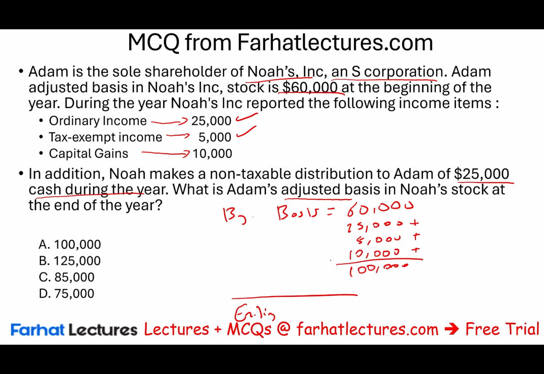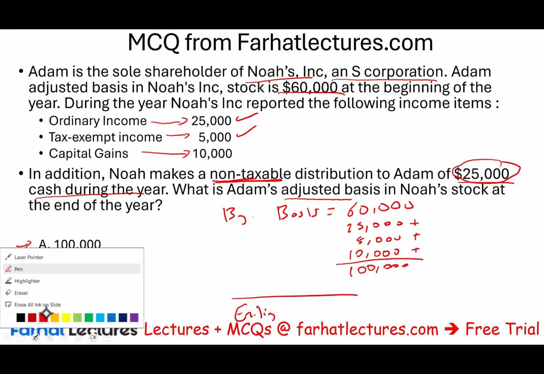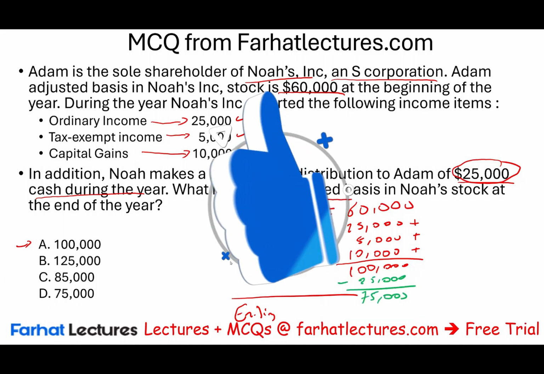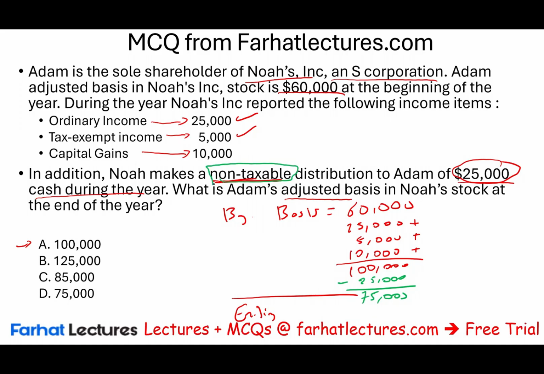If you stop here, you might select A as the answer choice, which is incorrect. Why? Because during the year, Noah makes a non-taxable distribution of 25,000. A distribution from an S corporation is supposed to be non-taxable because the income is taxed as you earn it. But how would that affect the basis? A distribution would reduce the basis to 75,000. The trick here is telling you it's non-taxable. Well, non-taxable means it's not taxable.